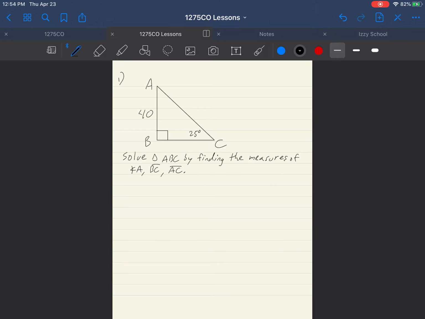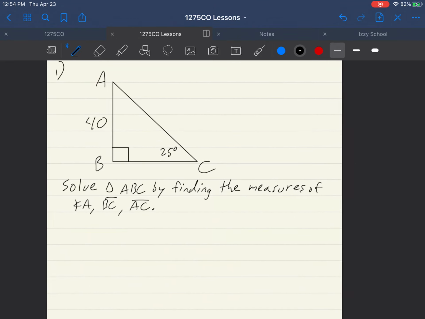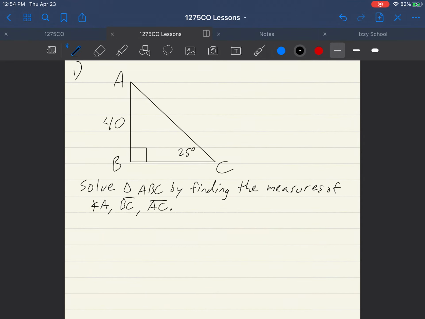So let's go forward. Number 1, we are given this right triangle. Has a side AB measuring 40. It's got an angle C measuring 25 degrees. And the other thing we're given is that angle B measures 90, right? So that is one of the 3 components here that we are given. And we're looking to find the measures of angle A, then the side BC, and then the side AC.